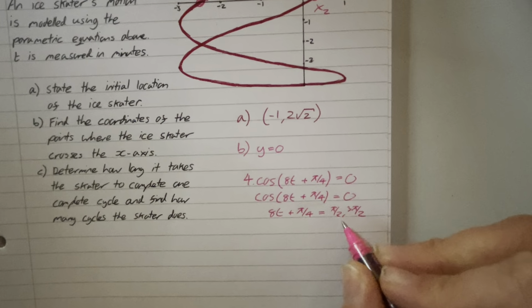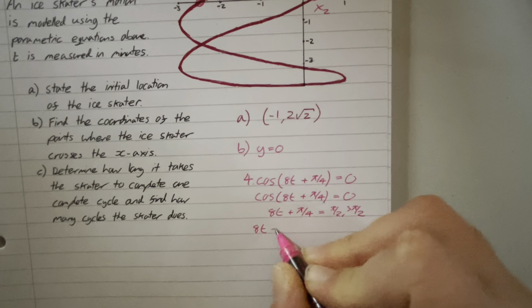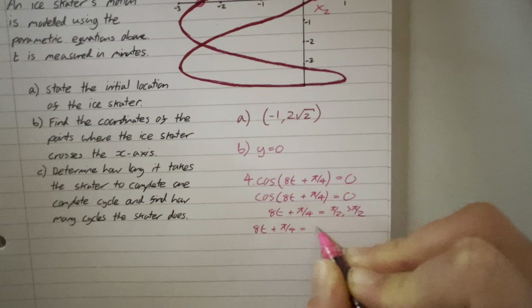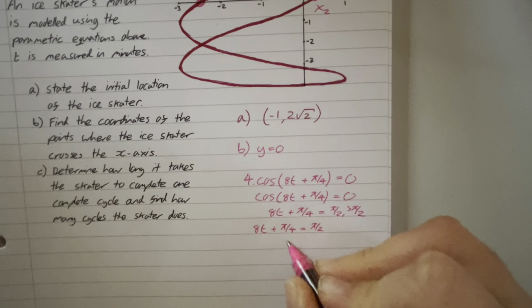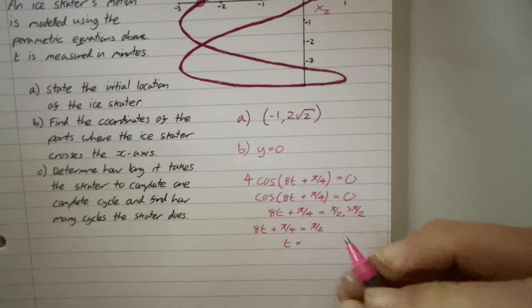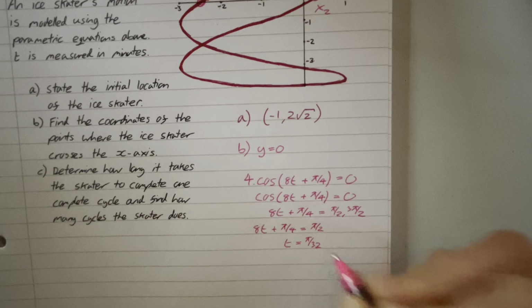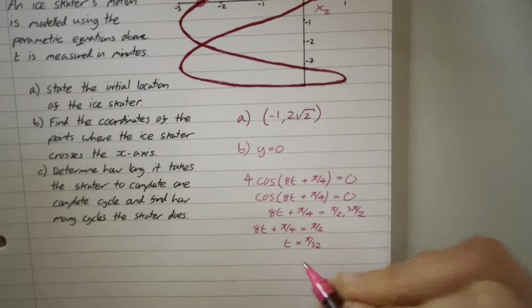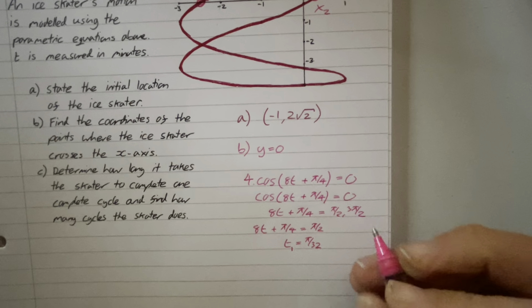Okay, so let's look at pi on 2 first. If 8t plus pi on 4 equals pi on 2, then I can subtract pi on 4 and then divide by 8. So I get that t is pi on 32. Okay, so that's the first t value. I'm going to call it t1. And then it could be 3 pi on 2 as well.